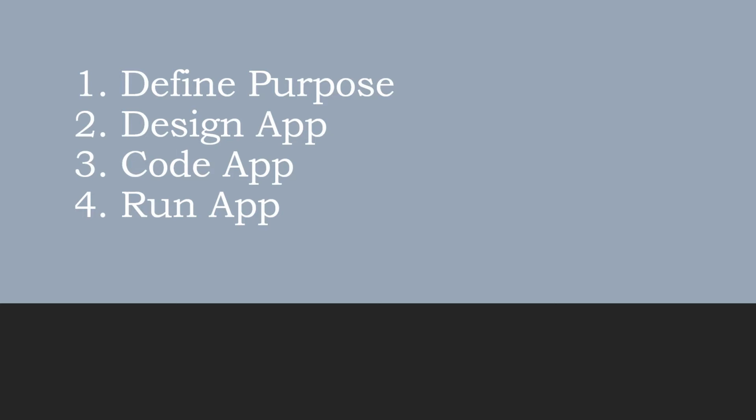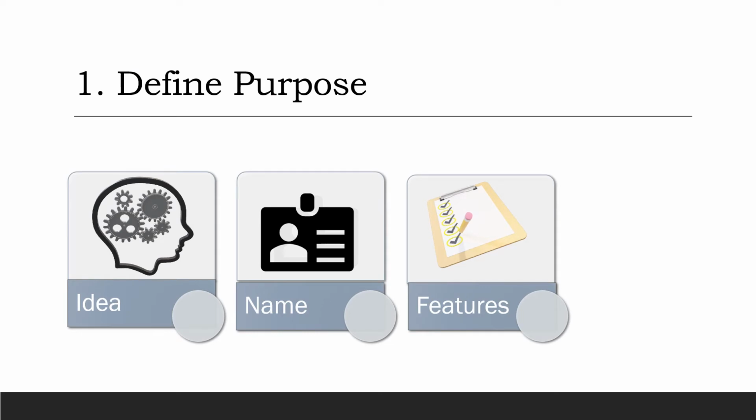In detail, defining the purpose. You must have an idea to create an app. You have a purpose that forced you to create the app. So, idea is must. Next, you should name your app. A good name. The last one is you have to list the features that your app is going to have. These three things combine the first step.